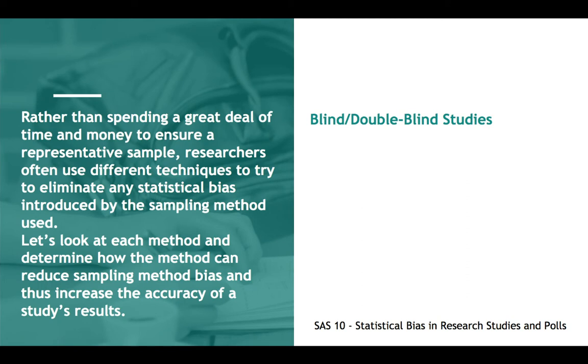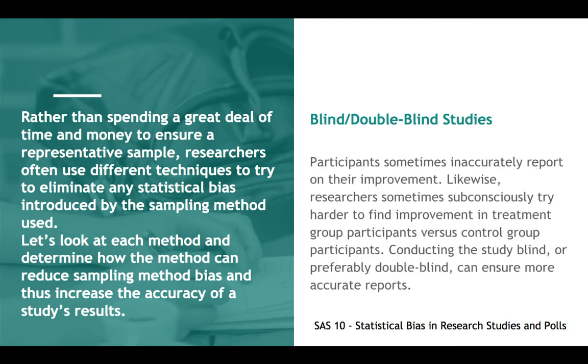How about blind and double-blind studies? We can say that sometimes participants inaccurately report improvement, the placebo effect. Likewise, researchers sometimes subconsciously try harder to find improvement in treatment group participants versus control group participants, possibly because of a foregone conclusion. Conducting the study blind, or preferably double-blind, can ensure more accurate reports.